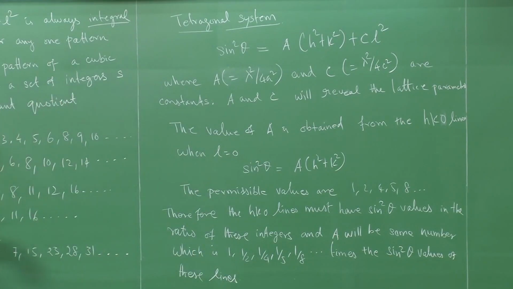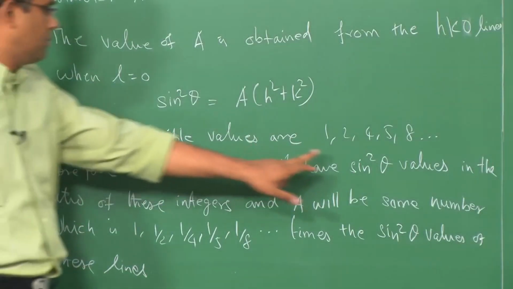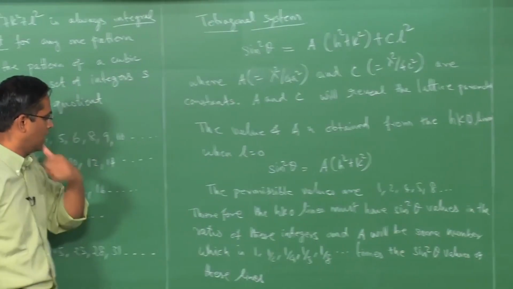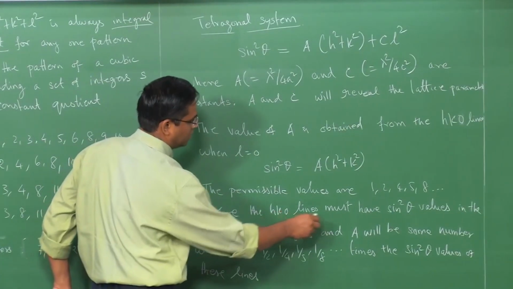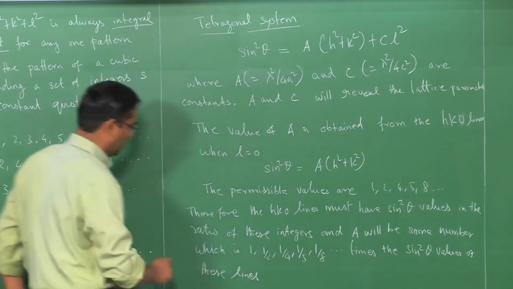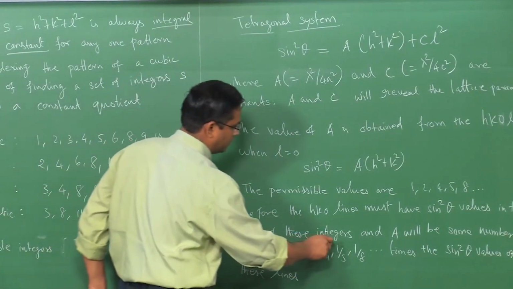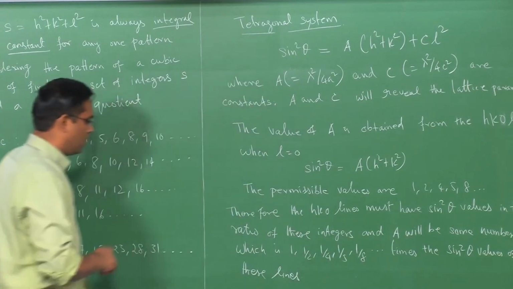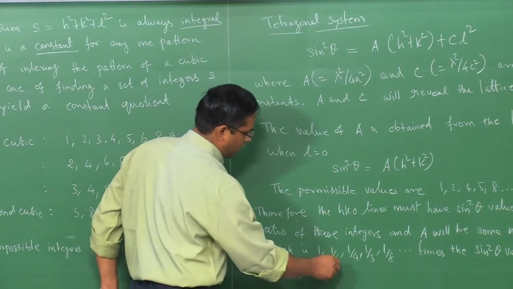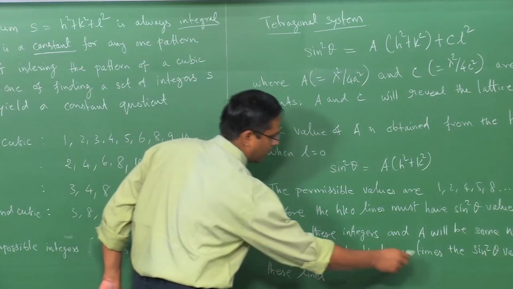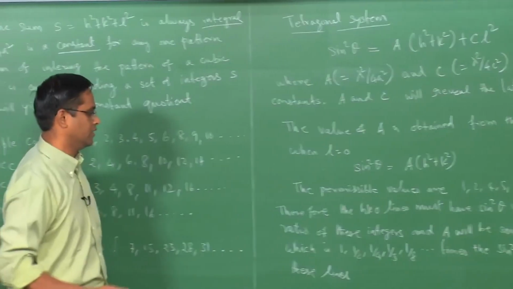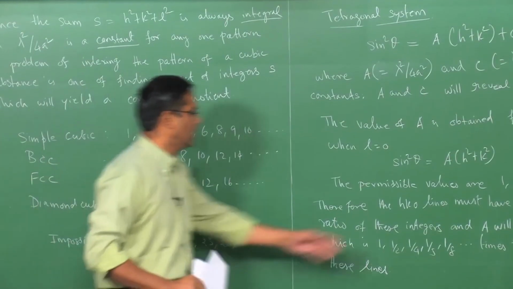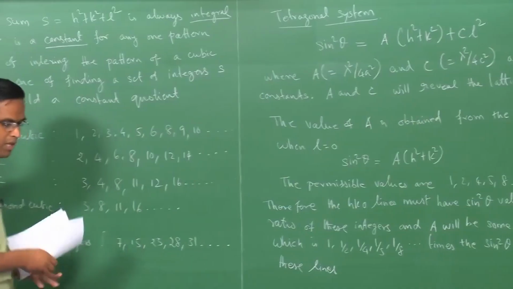So, what I have written are the permissible values for this condition. Therefore, the HK0 lines must have sin squared values in the ratio of these integers, and A will be some number which is 1, 1 by 2, 1 by 4, 1 by 5, 1 by 8 times the sin squared theta values of these lines. So, that is how you find out the value of A, and similarly you will be able to find the value of C also.